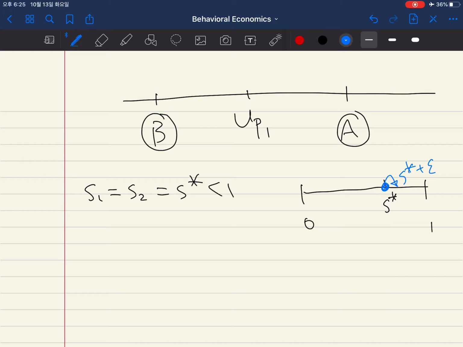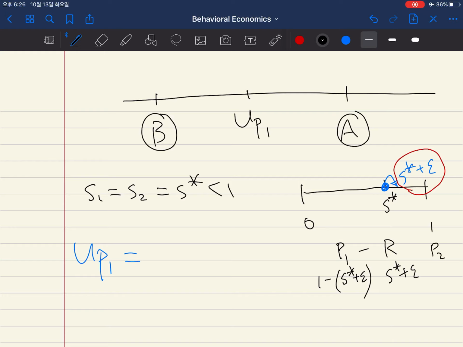So if we change his choice, then in this case the responder is going to choose first proposal's offer, because first proposal's offer is S star plus epsilon and second proposal's offer is S star. So first proposal offers more. Therefore, first proposal and responder are going to share the resource. So responder is going to get S star plus epsilon. First proposal is going to get the remainder, and second proposal gets nothing.